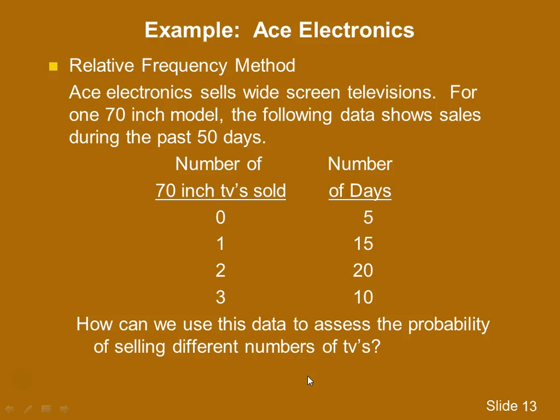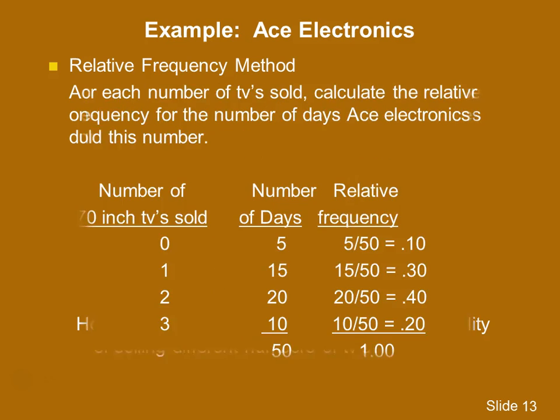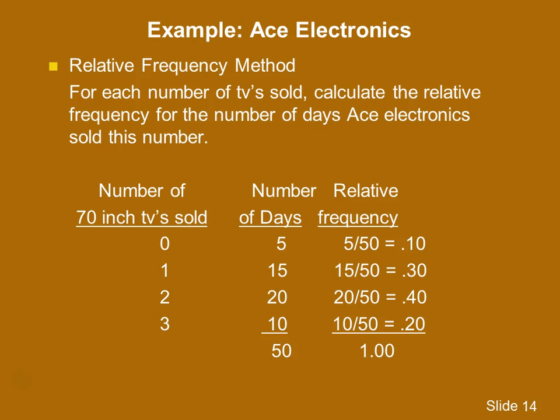How can we use this data to assess the probability of selling different numbers of TVs? Well, we can take that data and simply calculate the relative frequencies. 5 divided by 50 is 0.1, 15 divided by 50 is 0.3, and so on. So these become our probabilities, our relative frequencies. 0.1, or in percentage terms, a 10% chance of selling no 70-inch TVs, 30% chance of selling one, etc. Notice again that those relative frequencies have to add up to 1.